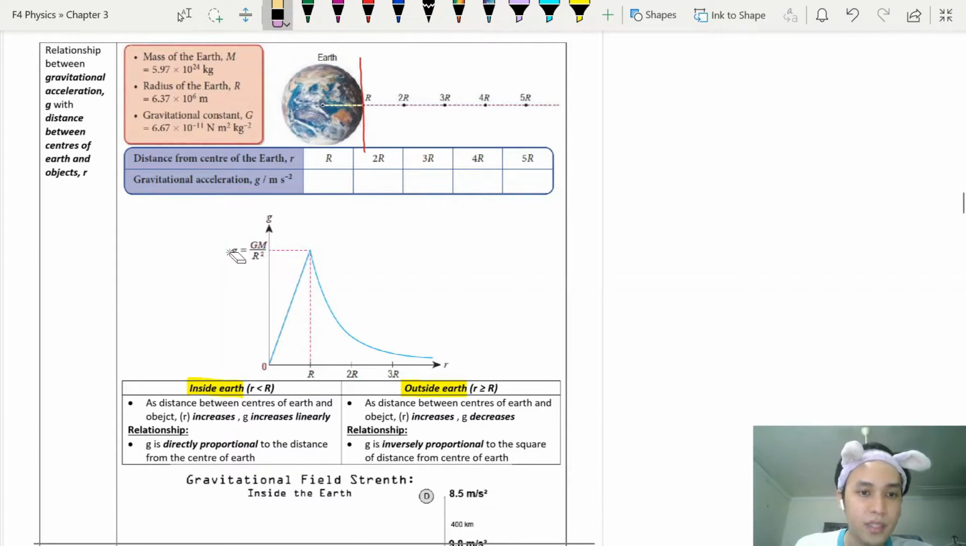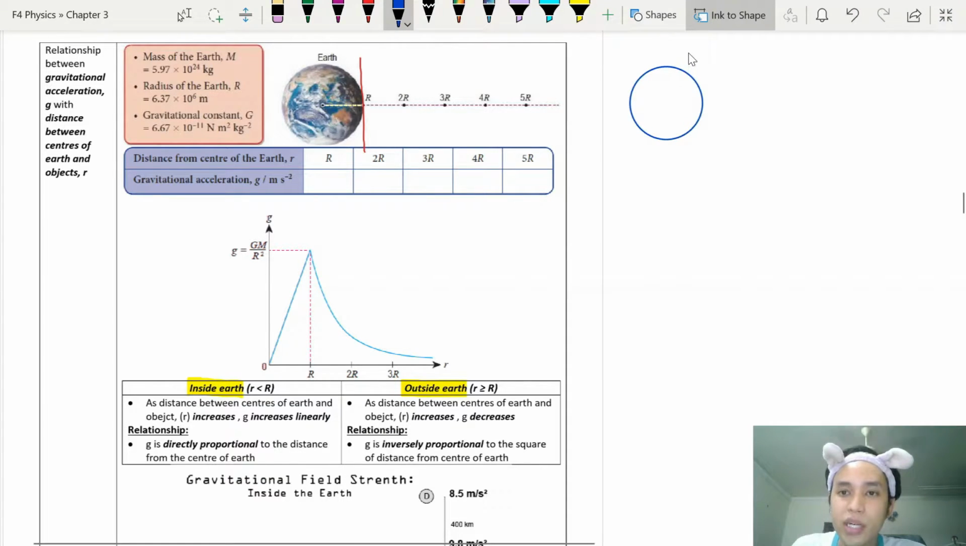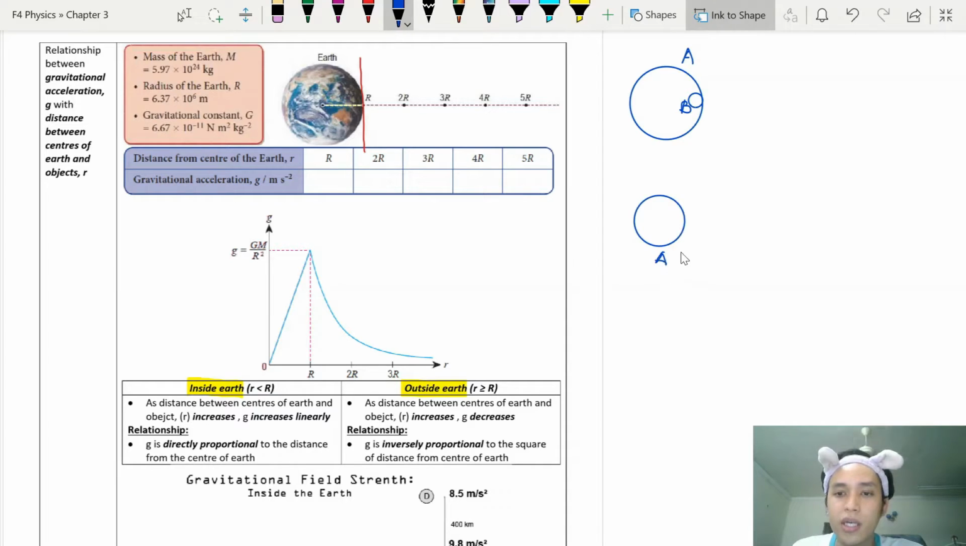Now, I'm just going to show you two very simple examples. I have two objects. This is object A, and this is object B. This is the first example. Second example: object A, object B.